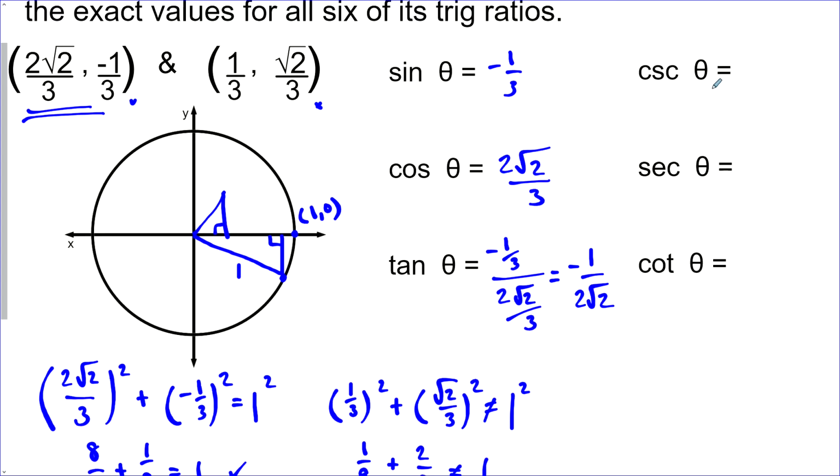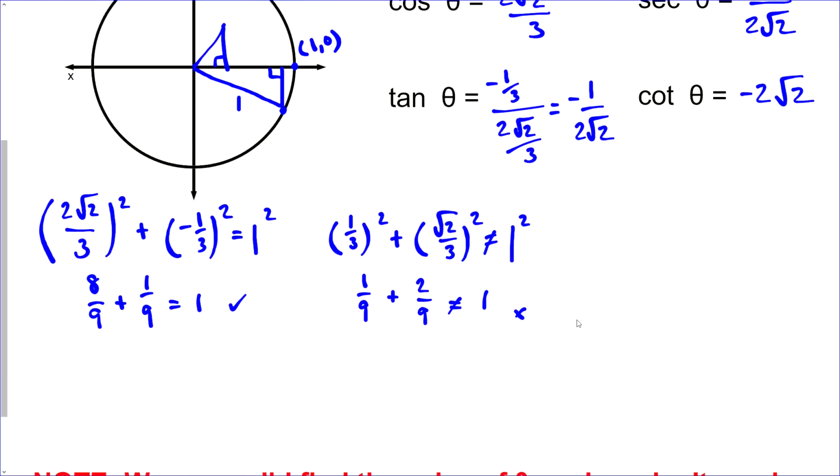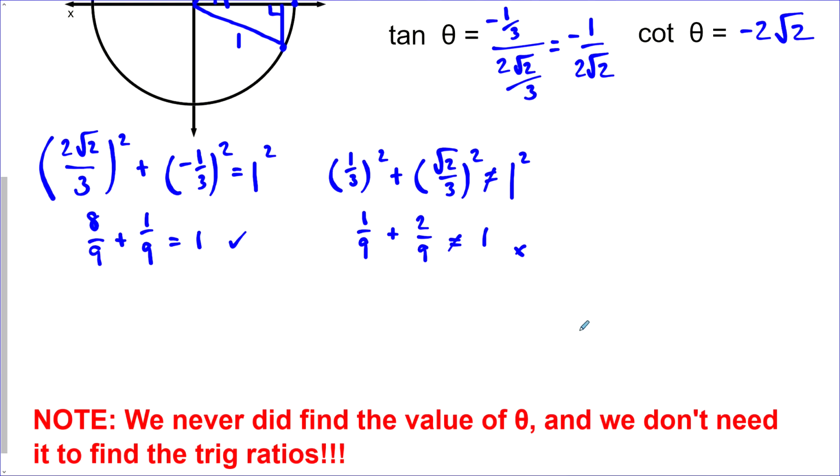Next is our cosecant, which just means it's the reciprocal of this value here. So it's negative 3. This one, the reciprocal for secant, 3 over 2 root 2. And the reciprocal of this is just negative 2 root 2. Notice that we never found theta, and we don't need to find the trig ratios.